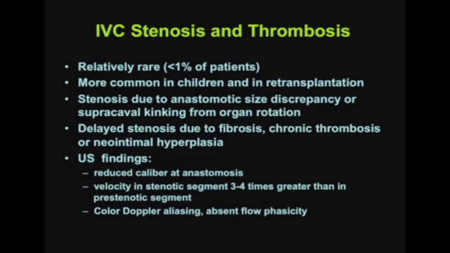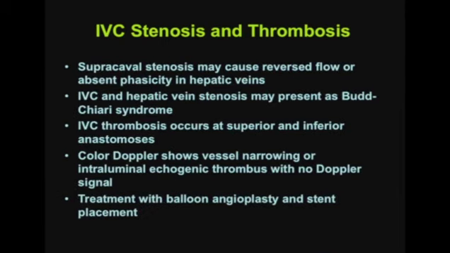Ultrasound findings include a reduced caliber at the anastomotic site, a velocity in the stenotic segment that is 3 to 4 times greater than in the pre-stenotic segment, color Doppler aliasing, and an absence of the usual flow phasicity that we expect to see in the vena cava. Supracaval stenosis may cause a reverse flow or absent phasicity in the hepatic veins. IVC and hepatic vein stenosis may present as a Budd-Chiari syndrome.